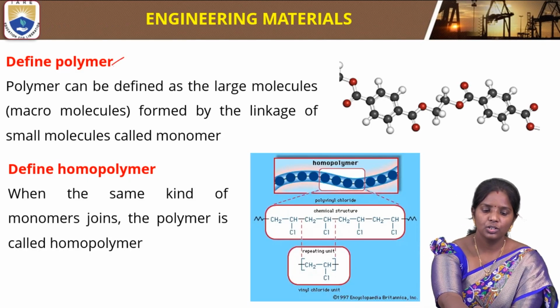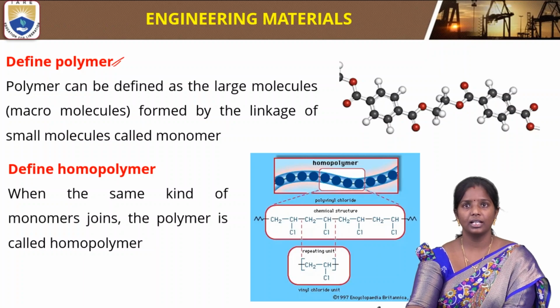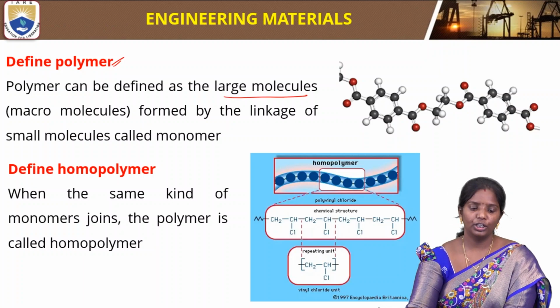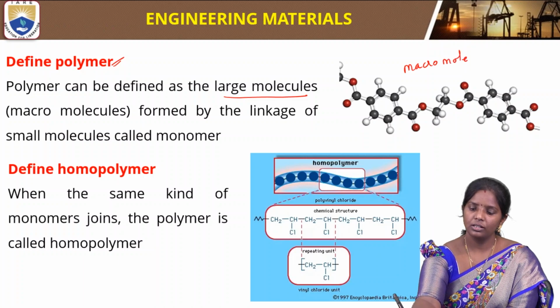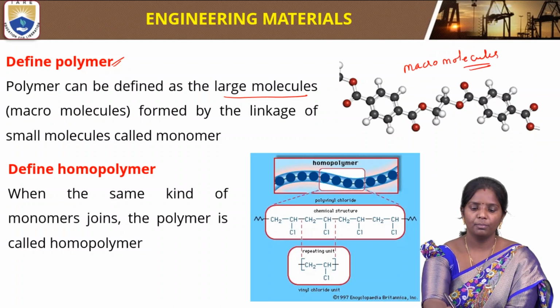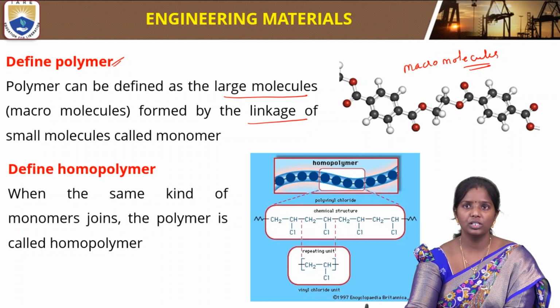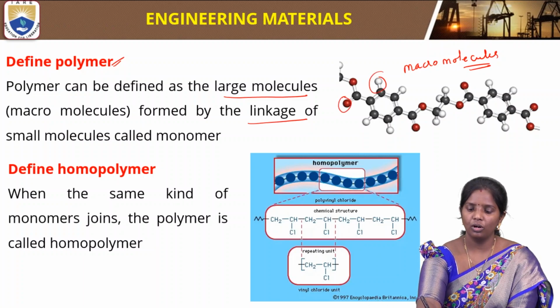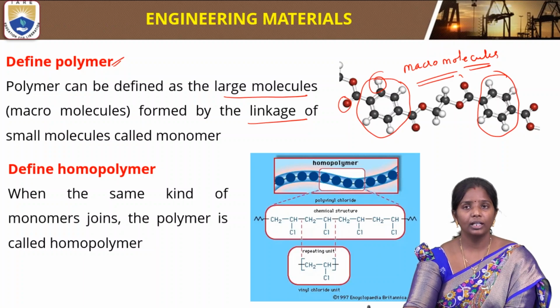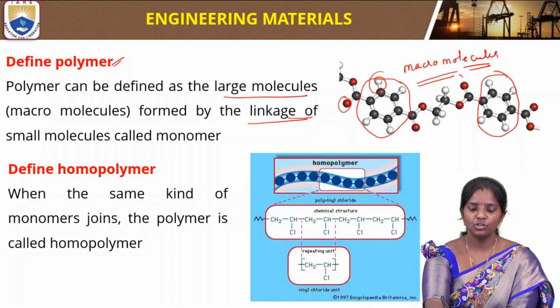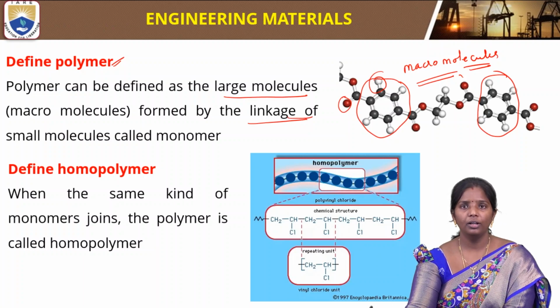Define a polymer. So what is a polymer? A polymer is defined as large molecules that are also called macromolecules. How are the macromolecules formed? Macromolecules are formed by linkage of small molecules called monomers. So these are all small monomers, linked together to form macromolecules, that is, forming a polymer. So a polymer can be defined as the large molecules or macromolecules formed by the linkage of smaller molecules called monomers.